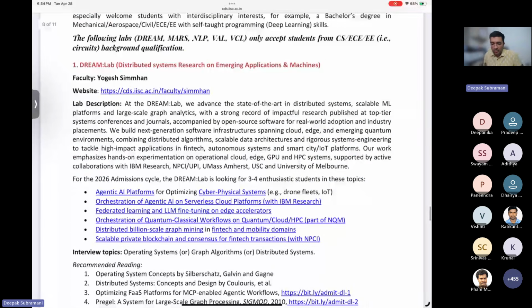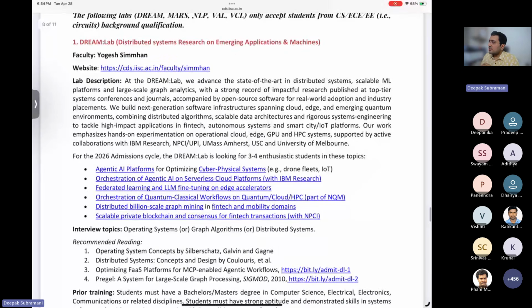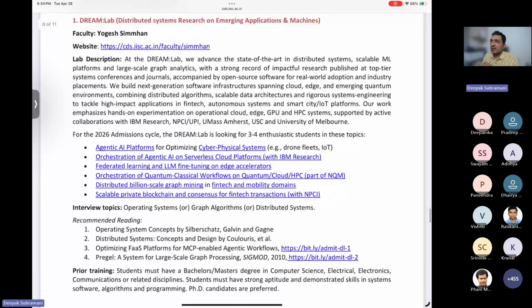Now let us quickly move on to the computer and data systems stream. There are five labs there: Dream, Mars, the NLP lab, VAL lab, and the VCL lab. These labs accept students only from a CS or ECE circuits background. First is the Dream lab. Professor Yogesh, can you quickly introduce your lab in two minutes?